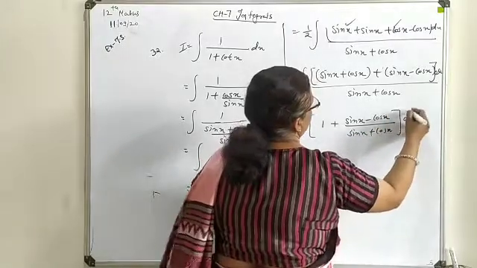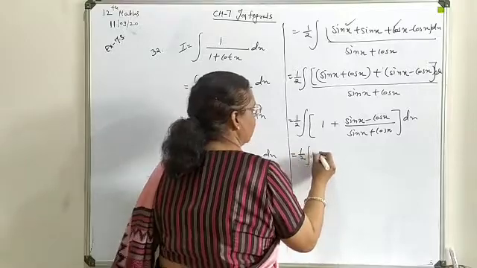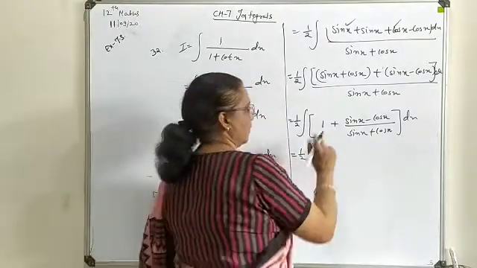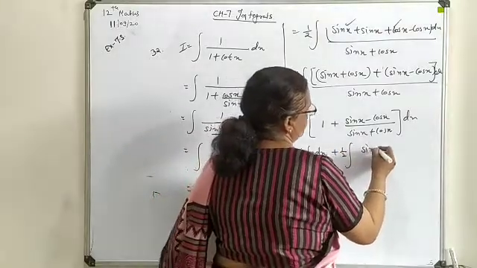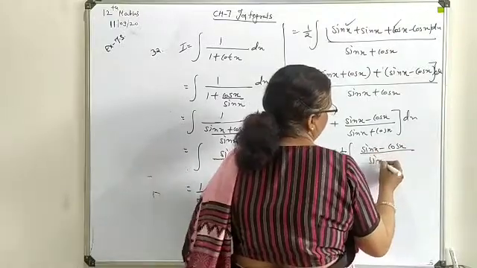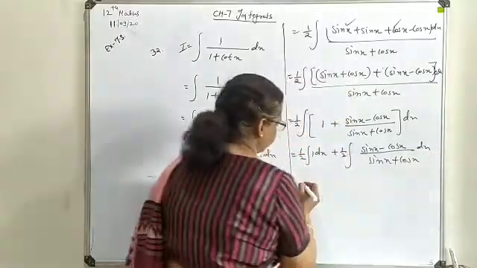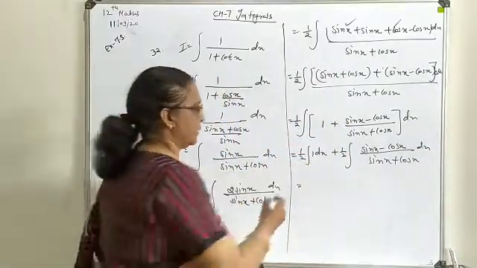Now make this question split in 2 parts: 1 upon 2 integration of 1 dx, which is totally separate, and the second one plus 1 by 2 integration of sin x minus cos of x upon sin x plus cos of x dx. Here we will write the integration of the first one, that is x by 2.